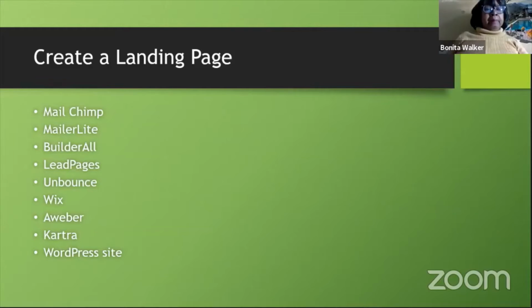With MailerLite, you not only can have a landing page, you can also have a website, and it is also a mailing service. So is MailChimp. Most of these on here are mailing services, so that you can house your mailing list as well as create a landing page. Excuse me, not all of them. I don't think Wix is, and Wix, Web, and WordPress are not mailing services. You can use Builderall, Leadpages, Unbounce, Wix, Aweber, Kartra, and of course, a WordPress site.